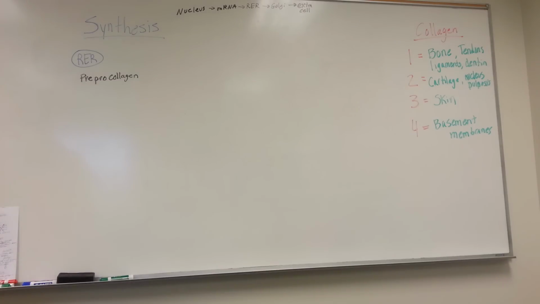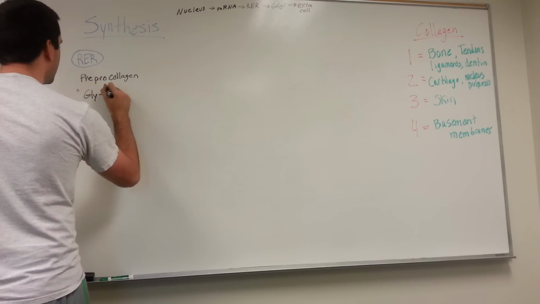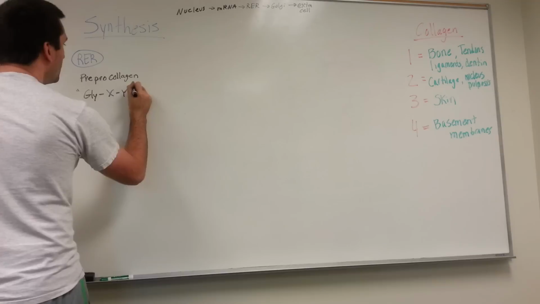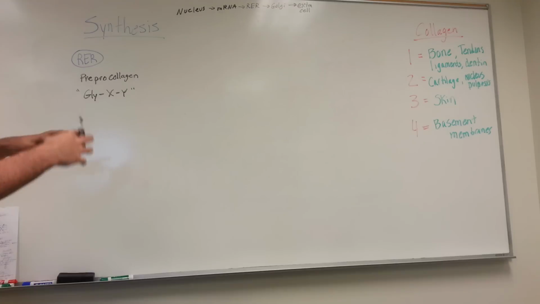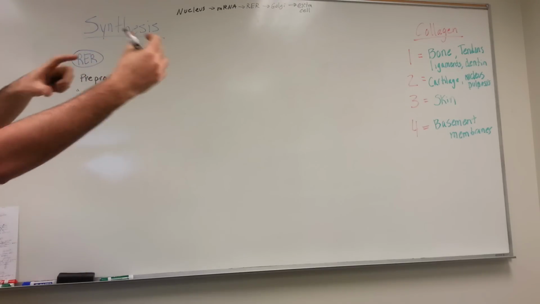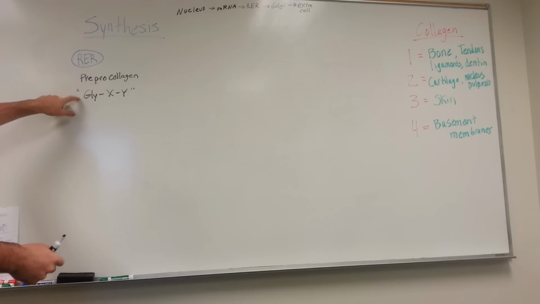All right, so pre-pro collagen, and that's going to be made up of repeating units of gly-x-y. Well, what does that mean? We have a glycine, an X subunit, and a Y subunit. Glycine XY, glycine XY, glycine XY. You're just going to have repeats of this, and that's all what this means.